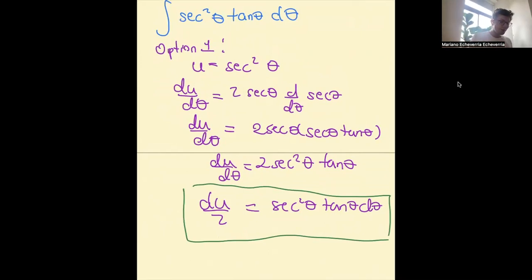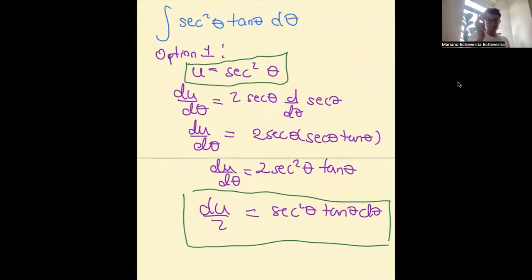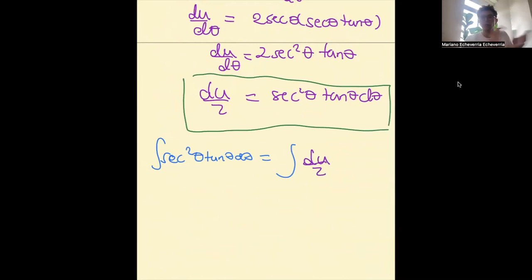So what happens if you do this substitution? It's maybe good to see that this can occur. All of this just becomes immediately du over 2. So the integral just becomes du over 2. And there's nothing else to substitute. All of it just gets into the expression for du.